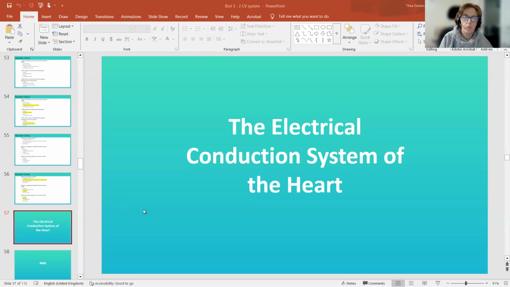Perfect. Okay. So last session we finished off, we were about to have a look at the electrical conduction of the heart. So this is a little bit of a tricky topic. Again, loads of new words. There always is in biology because we have to label everything.